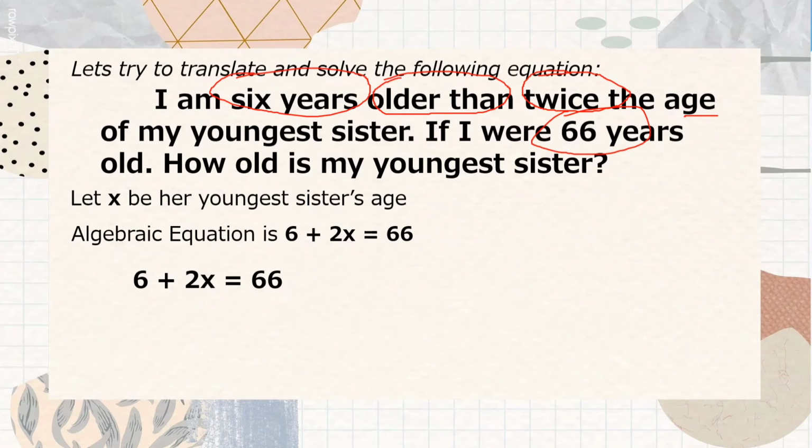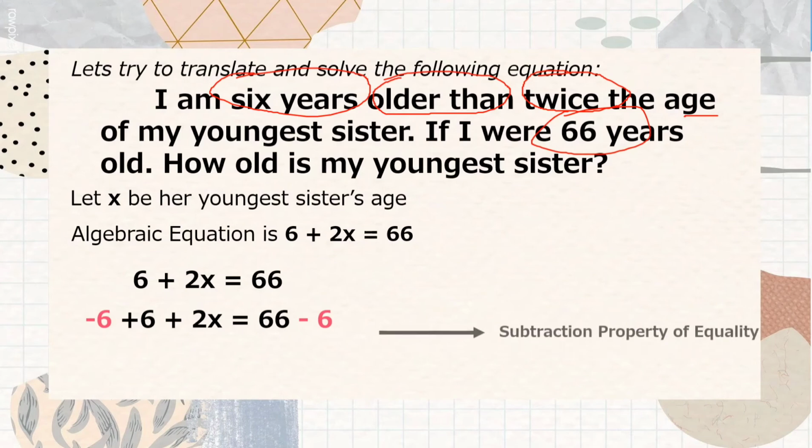So the first step here is we are going to apply the subtraction property of equality. Bakit subtraction? Kasi 6 is considered a positive 6. So magsusubtract tayo ng 6. So we have here negative 6 plus 6 plus 2x is equal to 66 minus 6. So we're going to cancel now negative 6 plus 6, that is 0. So we have here 2x is equal to 66 minus 6, which is 60.